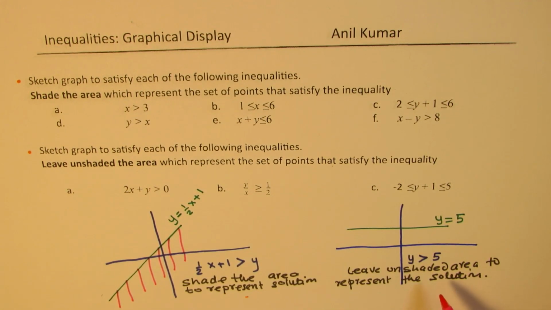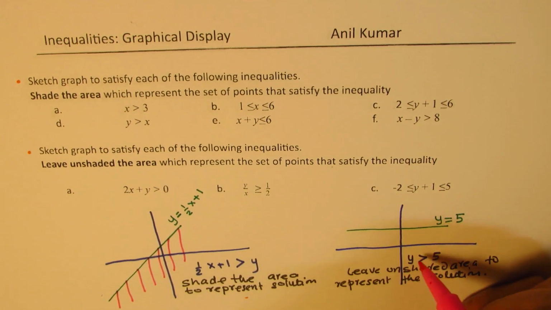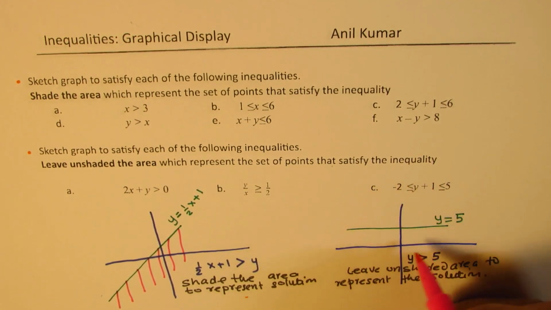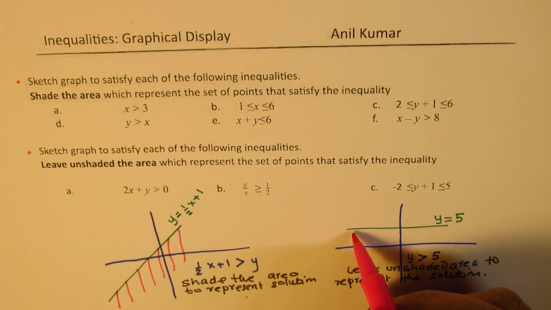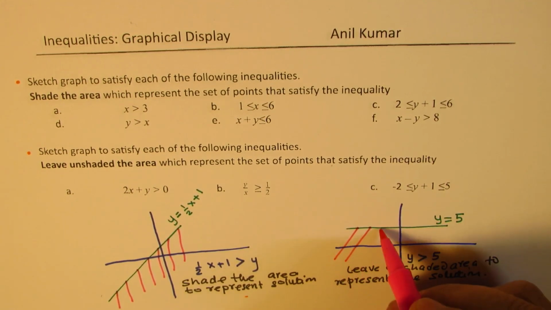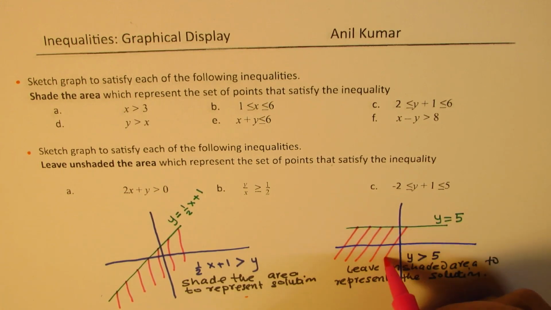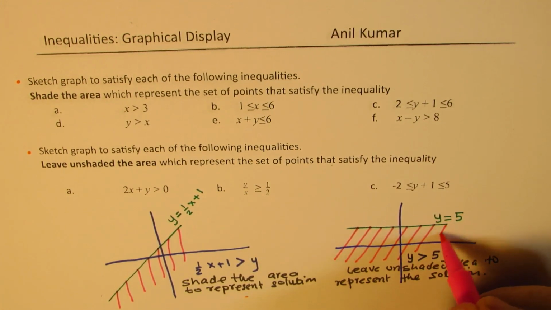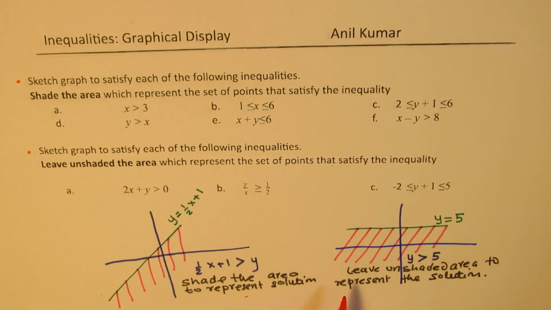Then what are you going to shade? Well, the solution is upper half above the line, right? So what you are going to shade here is this area. So it says leave unshaded area. We left that area on the top, leave unshaded area, to represent the solution. Y is greater than 5. Do you understand? That is important.